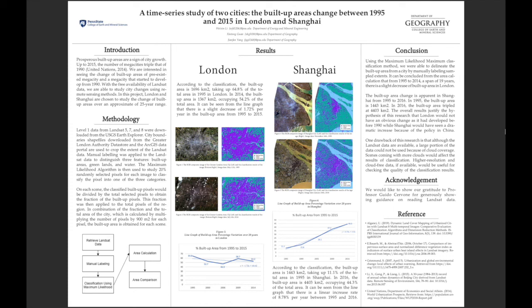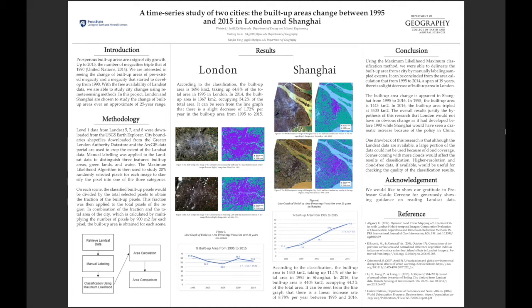Our group is Urbanholic. Our project's goal is to see how cities' built-up areas have changed in the past 2 decades. We picked two cities to study, London and Shanghai. London has been a major city since the beginning of the 20th century. It has been fully developed by the middle of the century. Shanghai, however, started to develop in the 1990s.